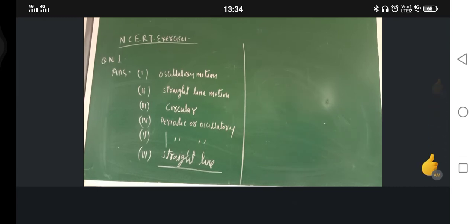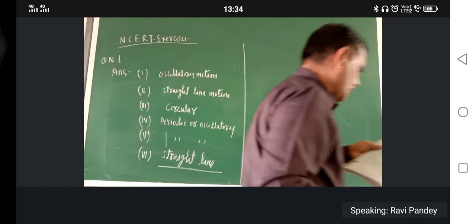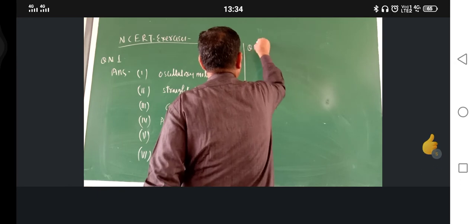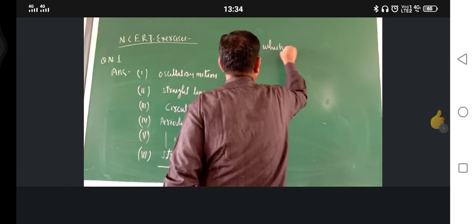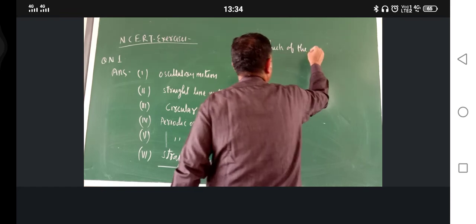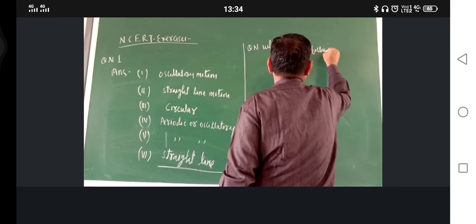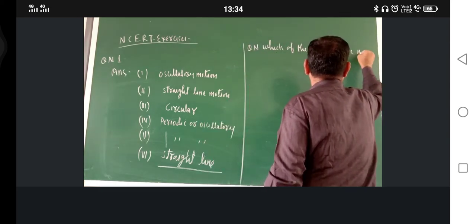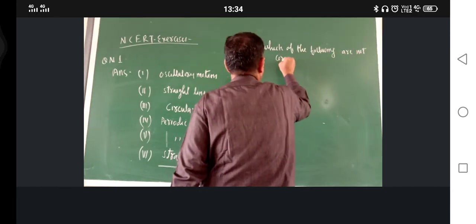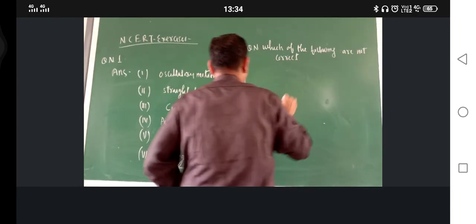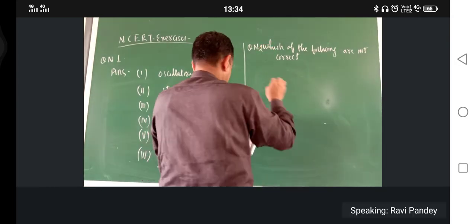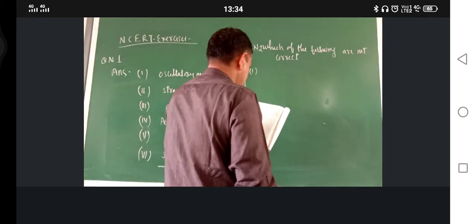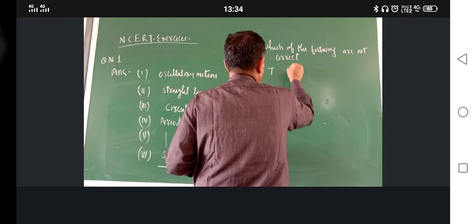Okay, now question number 2. Which of the following are not correct? So just see. Now first one. What is the first one? The basic unit of time is second. True. Okay. What is the second one?